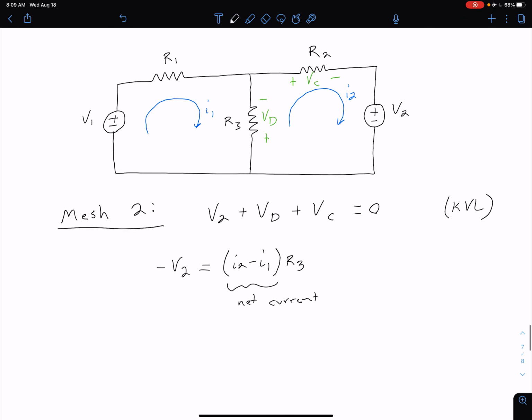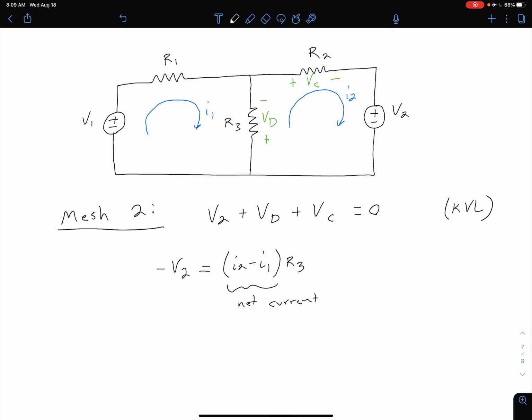Okay, so that's our VD term, and then for our VC term, it just has the one current, so it's a little bit simpler. It's just going to be I2 times R2. And again, that's using Ohm's law.